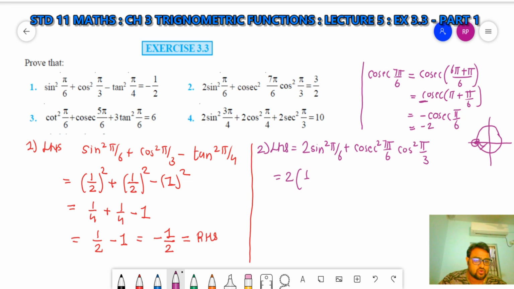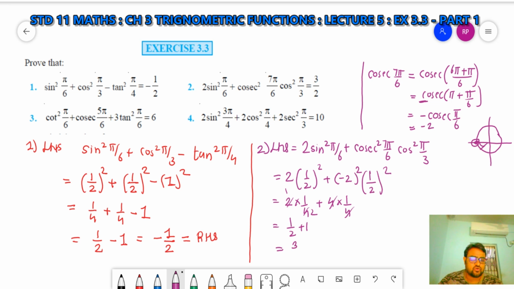So this is equal to 2 sin square pi by 6, sin pi by 6 is 1 by 2 whole square. Cosec square 7 pi by 6, cosec is minus 2 whole square. Cos square pi by 3, cos pi by 3 is cos 60, 1 by 2, and its square, right? So this will be equal to 2 into 1 by 4 plus minus 2 square, that is plus 4 into 1 by 4. 4 4 gets cancelled, 2 1s are 2, 2s are 1 by 2 plus 1, that is equal to 3 by 2. And that is equal to RHS. Clear? So this was question number 2. Remember, if the value of cosec 7 pi by 6 or any such other trigonometric function comes whose angle is greater than 90, then find out its value separately and then just put it in the question. Okay, so solve questions 1 and 2.